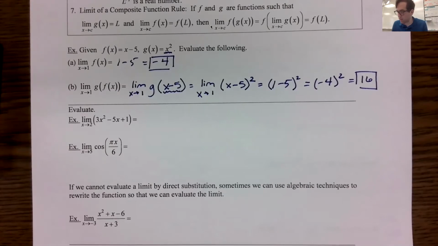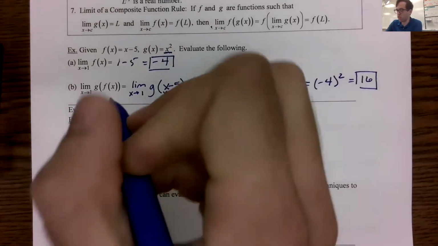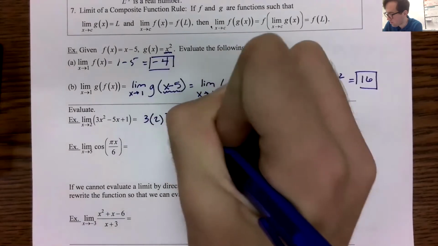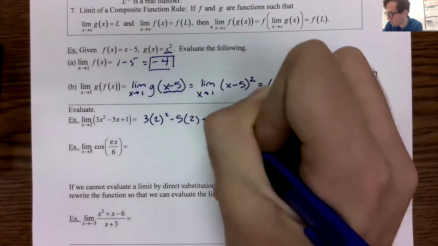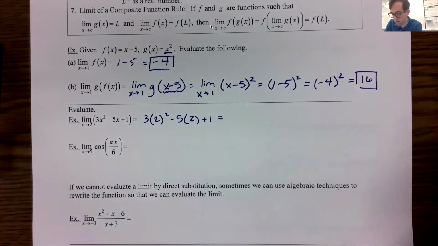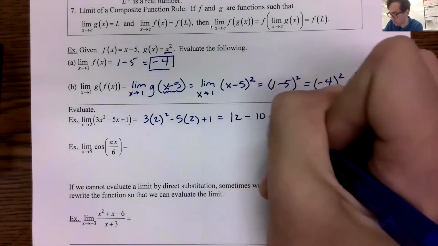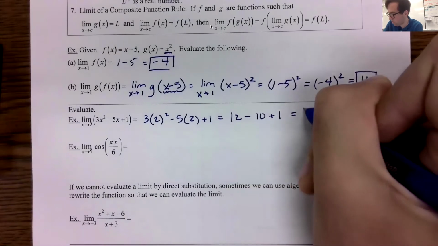All right, so let's take a look at this next example. Limit as x approaches 2 of 3x squared minus 5x plus 1. That's a pretty standard polynomial. No holes, no breaks, so we can just plug in 2. 3 times 2 squared, so 3 times 4 is 12, minus 10 plus 1 is going to be 3.